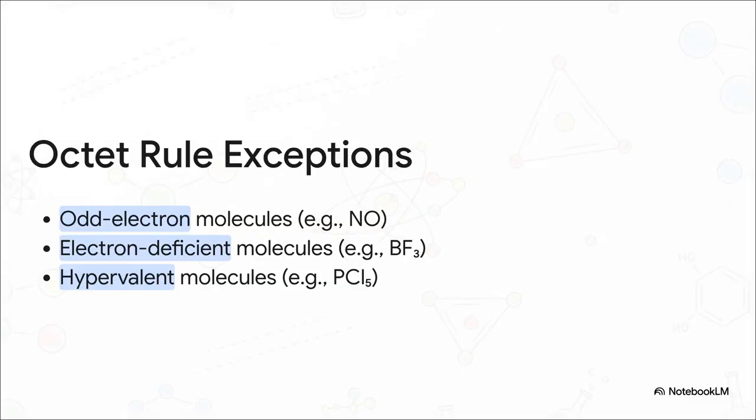First, you get these odd electron molecules, often called free radicals. With a total odd number of electrons, it's literally impossible for everyone to have 8. Then you have electron-deficient molecules, where the central atom is stable with less than 8 electrons. And finally, you get hypervalent molecules, where the central atom actually holds more than 8 electrons, which is something you'll see with elements from the third period of the periodic table and below.